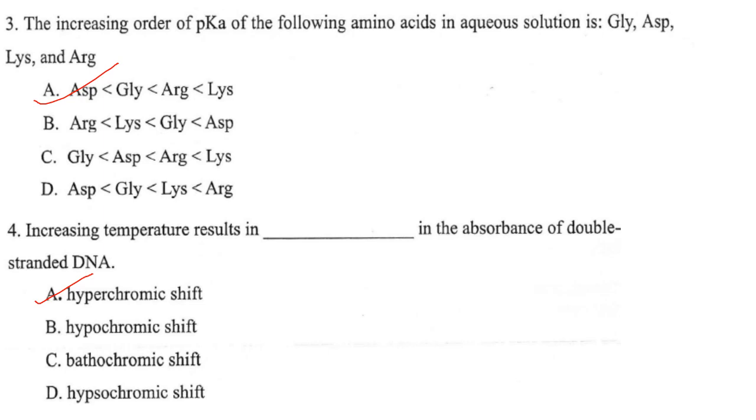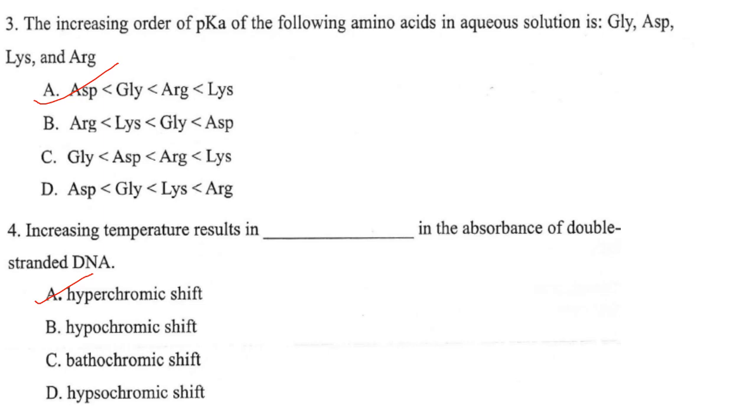If you give the same thing in the less than sequence order, that will give you the increasing pKa of the amino acids. So pKa will be aspartic acid, glycine, arginine and lysine. So the answer here is option A.